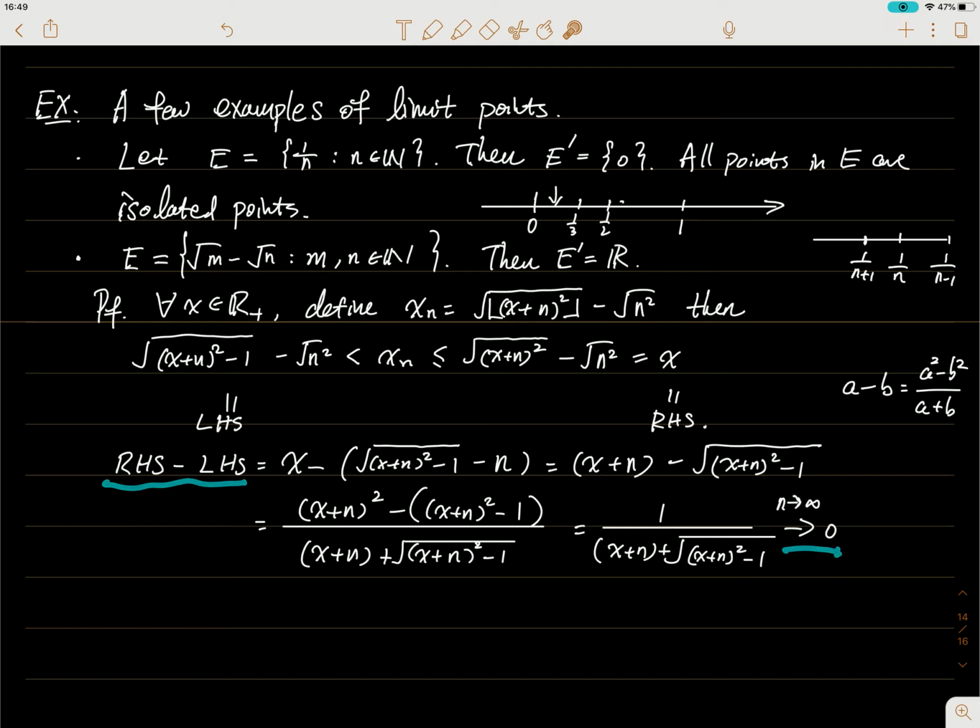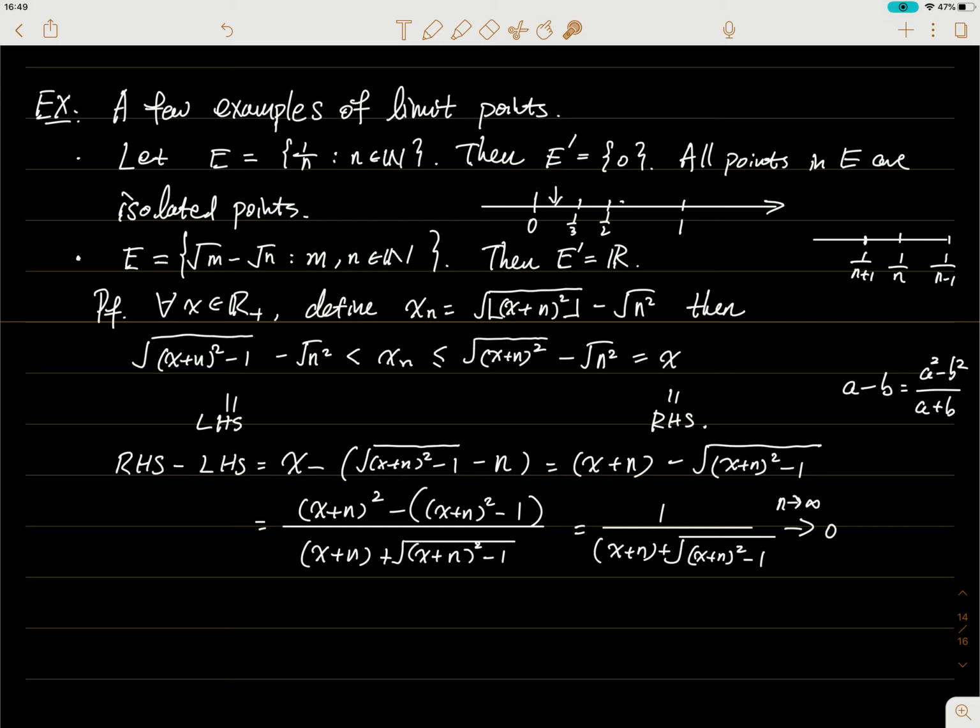That means when n goes to infinity, the gap between the lower bound and upper bound of this xn is tending to 0. So that means xn will converge to x. So this is by the squeeze theorem. Okay, so now we show that for every non-negative number x, this sequence xn converges to x.